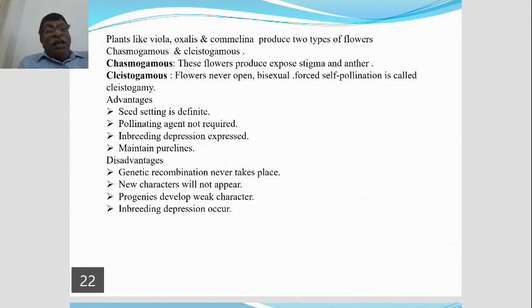Next, if self-pollination is continued for many generations, the progenies develop weak characters. They may not adjust better to the environment. Because of this reason, nature prefers cross-pollination. Another important point is inbreeding depression occurs.